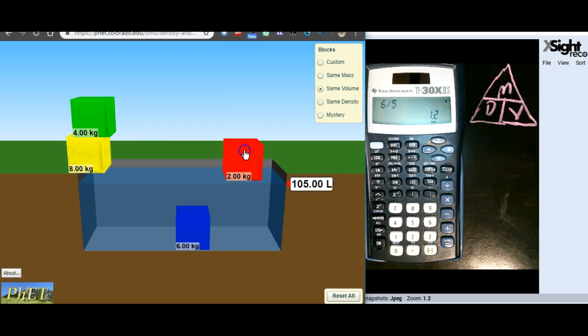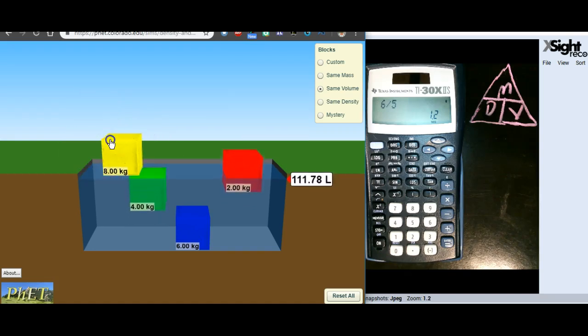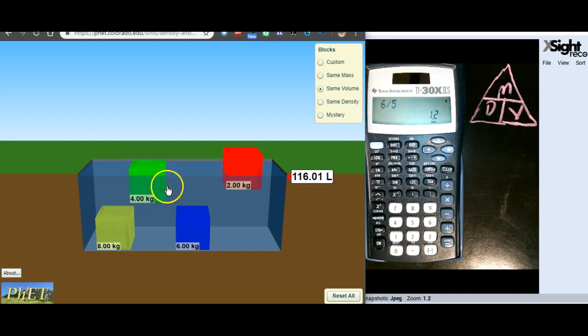And notice that the size doesn't tell me if it's going to sink or float. Look, these are all the same size, and some of them sink and some of them float.